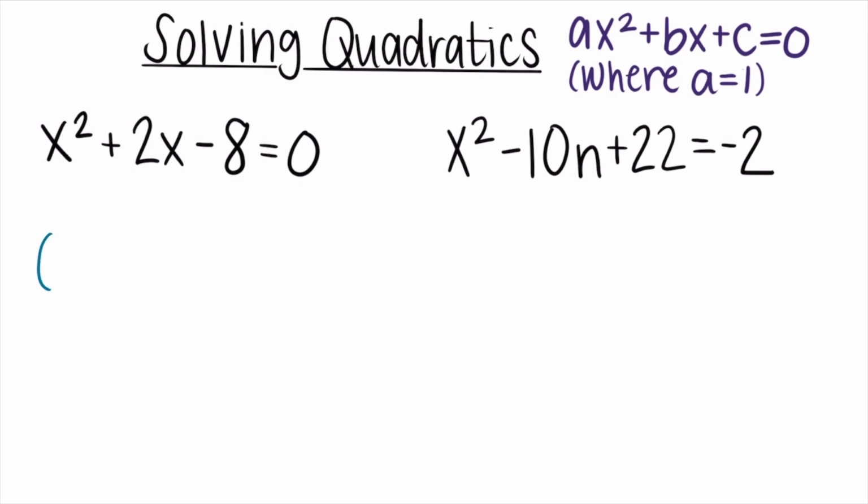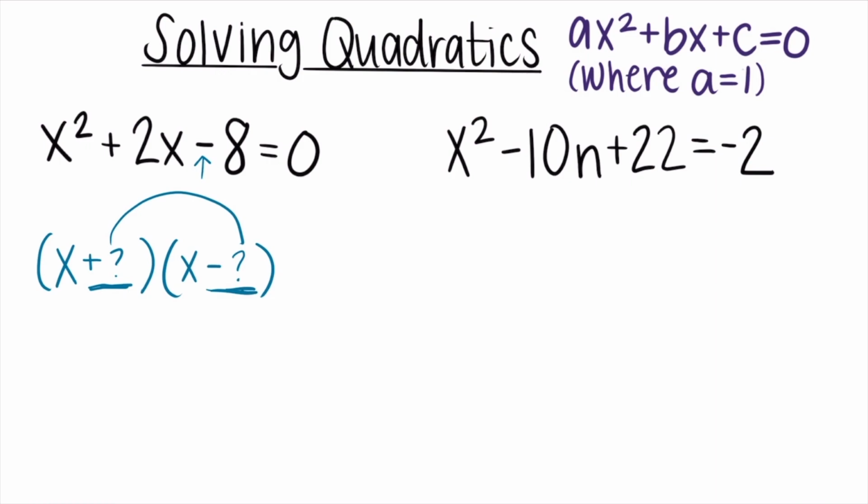So starting with some examples where a, or the number in front of your x squared, is 1, we know from FOILing that this is going to be x plus something times x plus or minus something. Since we're multiplying to get a negative, we know that our second one would have to be negative, so that when they multiply out, we're left with that negative constant. If they were both positive or both negative, that would make that constant positive. So we know one has to be positive, one has to be negative. We just have to figure out what those numbers are.